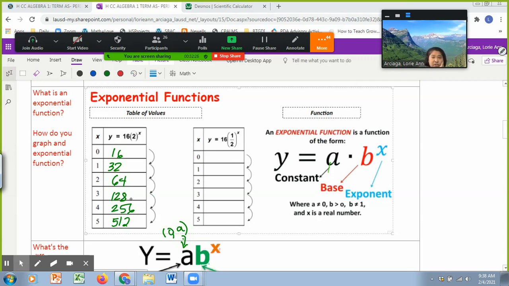And maybe you're thinking, Mr. Arciaga, are you really sure? So let's say, for example, here, that's 16, yes? Then 2 to the first power. You see that? Because it's 1, so 2 times 16 is 32. You know what I'm trying to say? So that's what basically happens. You're just multiplying each one by 2. 2 squared is 4, and 16 times 4 is 64.